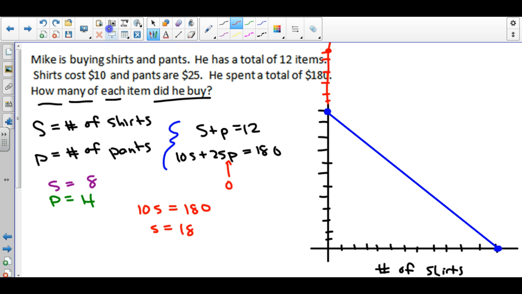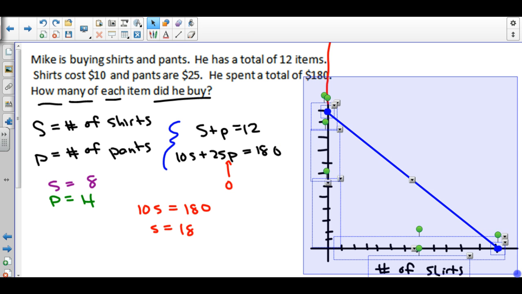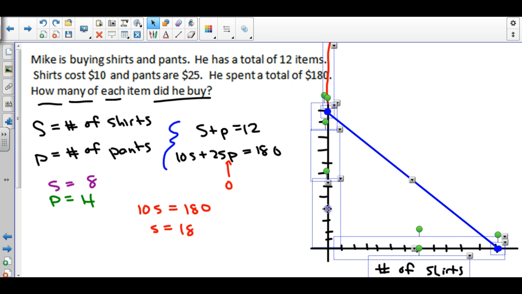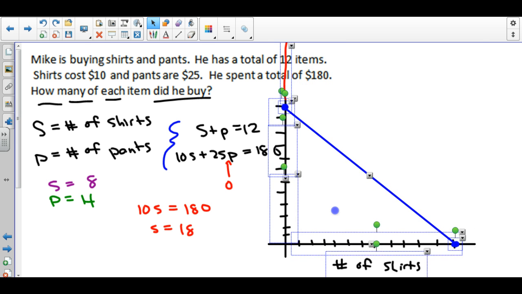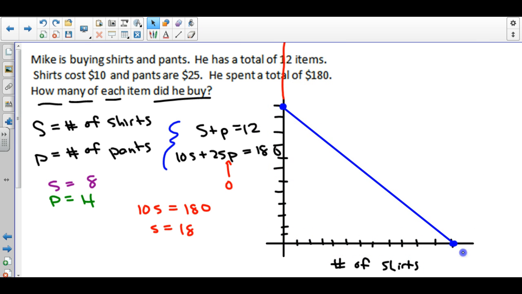Oops. Wrong axis. My bad. This should be number of shirts. So I should be doing this across the x-axis, which means I'm going to have to move this graph over. Oh boy. Cool. Maybe this isn't as bad as I thought it would be. Good enough.